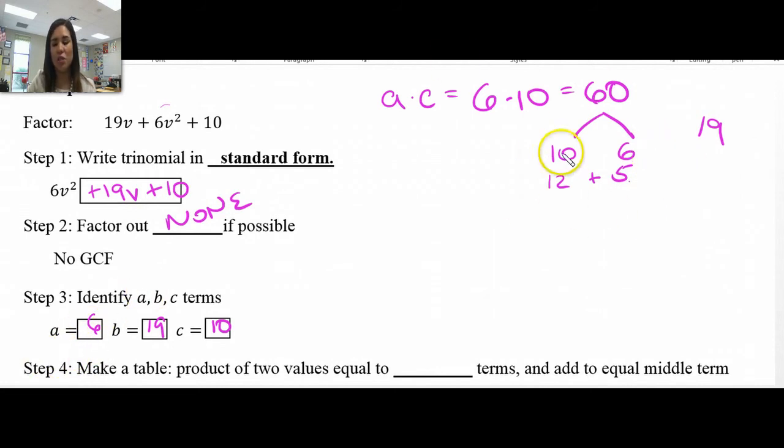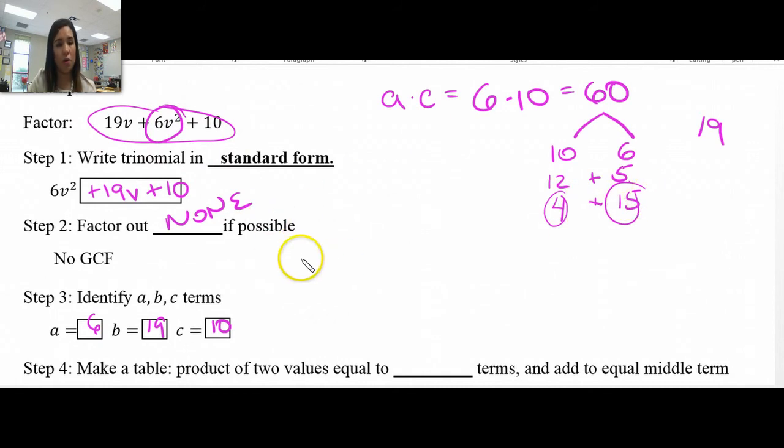Okay, so I just continue to think, what else? Another thing that comes to mind is 4 times 15. So 15 times 4 gives you 60, and 15 plus 4 gives you 19. So I have found the two factors of 60 that multiply to give you 60 but add to give you 19.